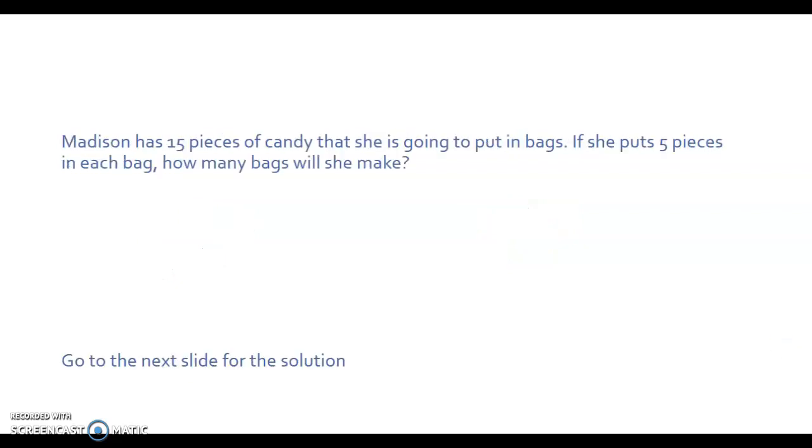Madison has 15 pieces of candy that she's going to put into bags. If she puts 5 pieces in each bag, how many bags will she make? Again, you're starting with 15 pieces of candy. You want to put 5 pieces in a bag. Pause your video and work this out. Again, you're just really drawing a picture of it.